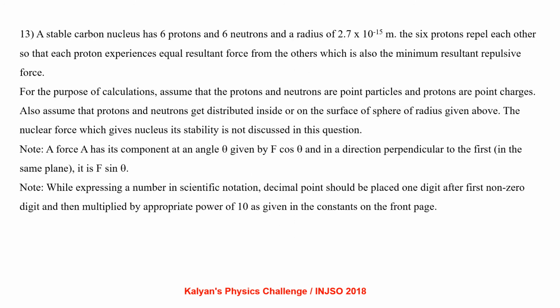A stable carbon nucleus has 6 protons and 6 neutrons and a radius of 2.7 into 10 power minus 15 meter. The 6 protons repel each other so that each proton experiences equal resultant force from the others, which is also the minimum resultant repulsive force. For the purpose of calculation, assume that the protons and neutrons are point particles and protons are point charges. Also assume that protons and neutrons get distributed inside or on the surface of the sphere of radius given above. The nuclear force which gives the nucleus its stability is not discussed in this question.